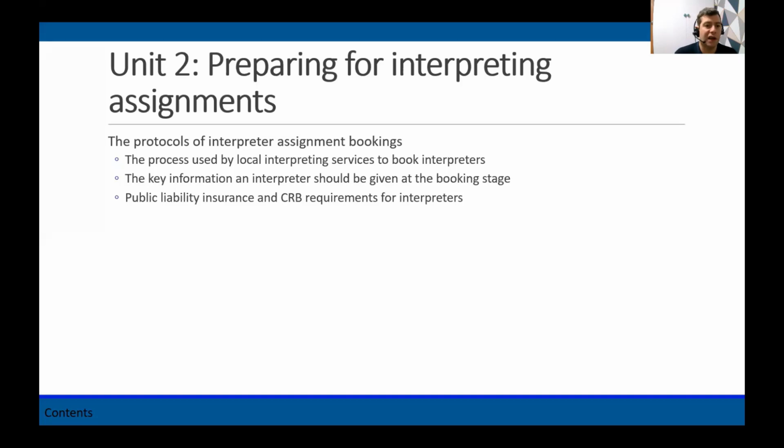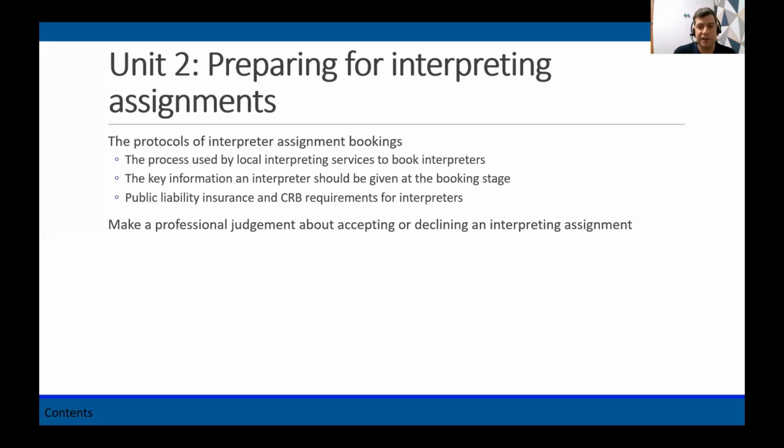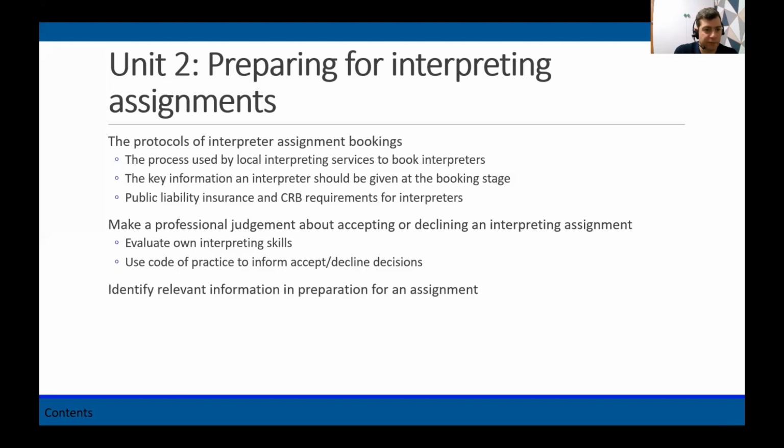We also cover public liability insurance and CRB requirements for interpreters, both of which are necessary for professional interpreters if you want to get paid for interpreting services. There's also making a professional judgment about accepting or declining an interpreting assignment, and that would include evaluating your own interpreting skills and comparing them to the assignment itself. Using the code of practice to inform accept or decline decisions, and we look at the code of practice itself and what's involved there and how that would have an impact on whether you accept an assignment.